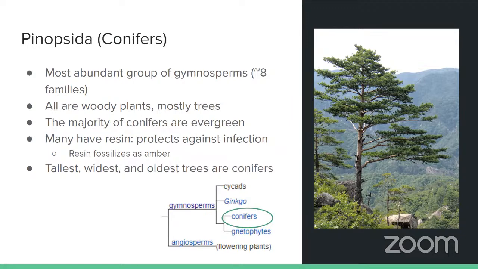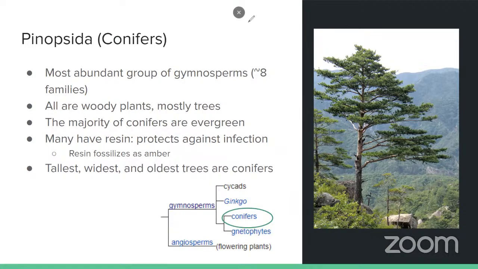The gymnosperms are pretty cool because they have some sort of Guinness Book of World Records type of trees. Our tallest trees, our widest trees, our oldest trees are pretty much all within this group. So these are our conifers.